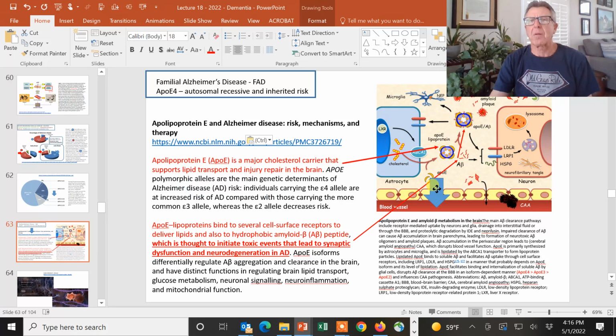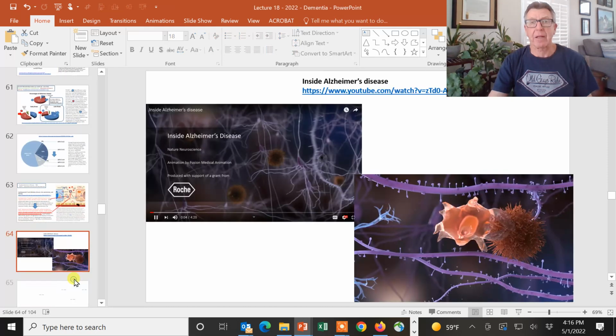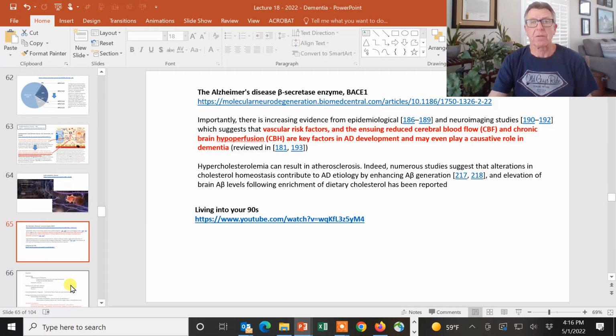And this is the blood vessel right here. What it also does is make its way into the brain and collect up A beta, and then it allows it to be processed and removed, which is awesome. But if you have more E4, you're not very good at collecting it. And that's the bottom line right there.